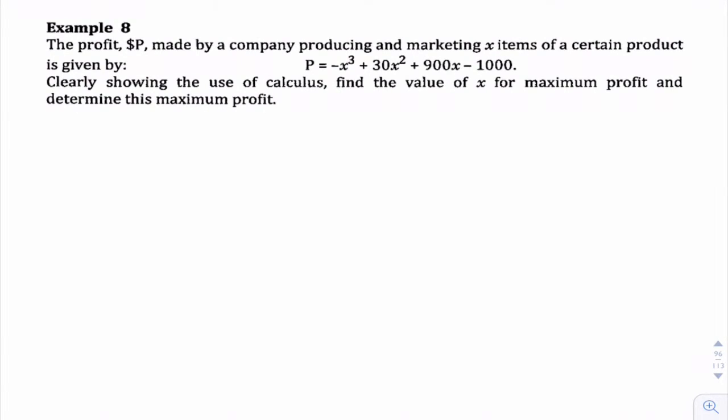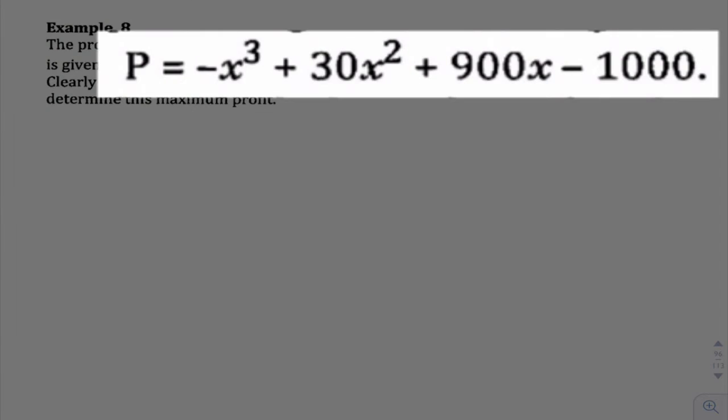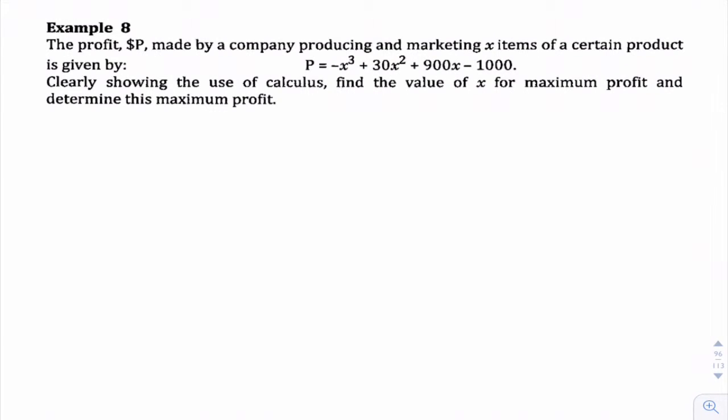Third and final example here. Now we've got a real model for what's going on with a company and their profit, and we want to find, in this case, the maximum profit. Now x in this case is the number of items that the company produces, and P is their profit.